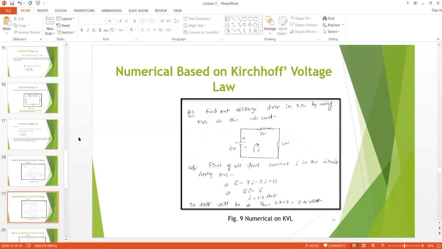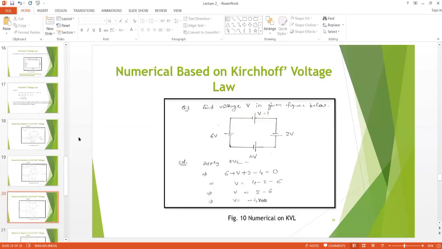In the next question, you can see we only need to calculate. So 6 volt is equal to 3 plus 2, that is 5 ampere. You can easily calculate and you can get the value of current also. So they are very simple numericals. You can get them in a 2 marks question, or in some multiple choice questions, or in some competitive exams.